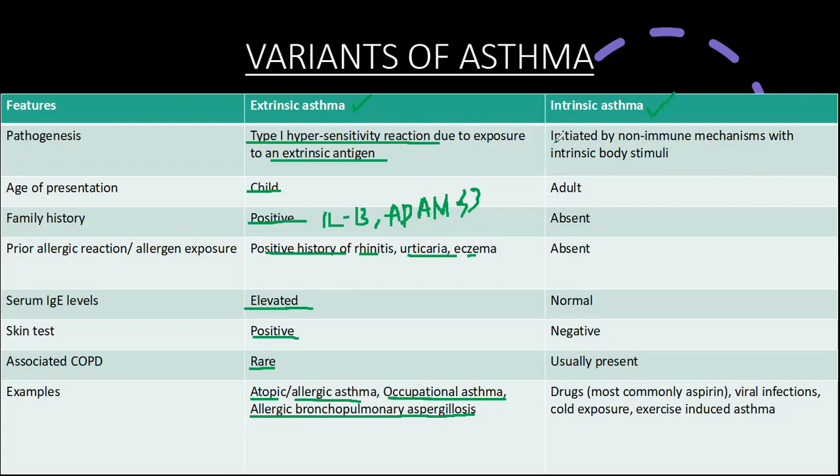Now, intrinsic asthma is initiated by non-immune mechanisms with intrinsic body stimuli. It presents mainly in adults. There is no family history, and there is no prior exposure to an allergen. The serum IgE levels are in fact normal. When you do a skin test, it will be negative, but it is associated with COPD.